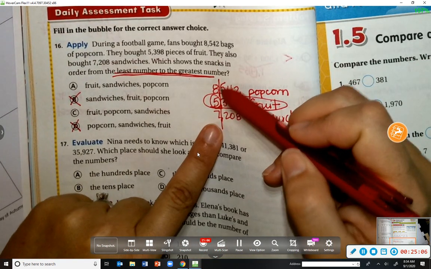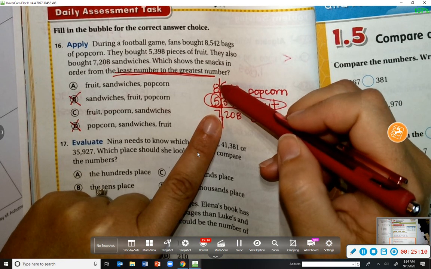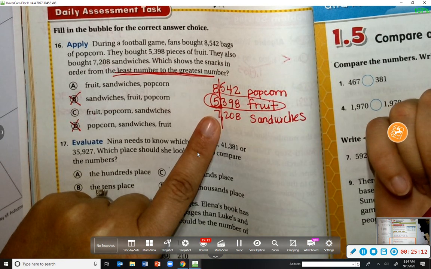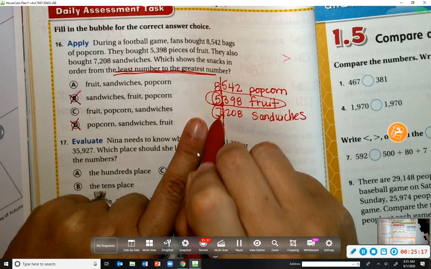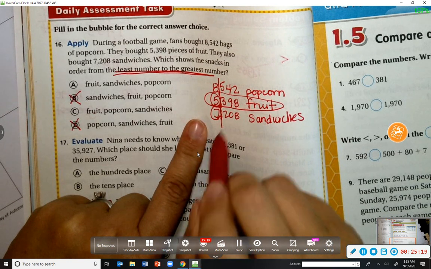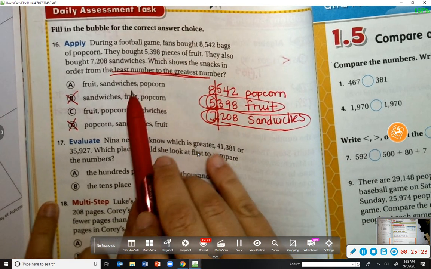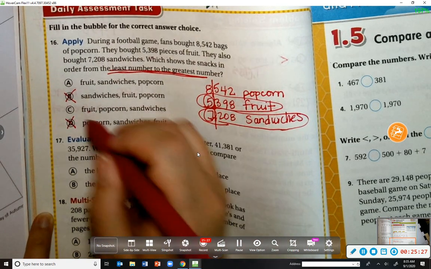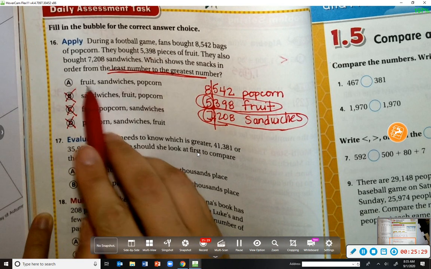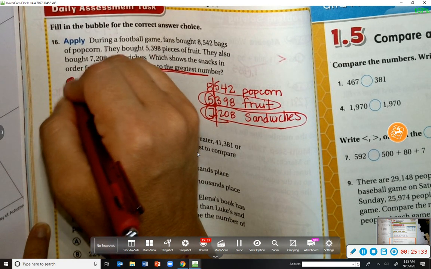So now we go back to our numbers. Let's see which one would be next for least to greatest. So I have an 8 and a 7. 7 is going to be lower than 8, so that would be our next number from least to greatest. So sandwiches should come next. So I see fruit, popcorn, sandwiches, fruit, sandwiches, popcorn. So A is correct.